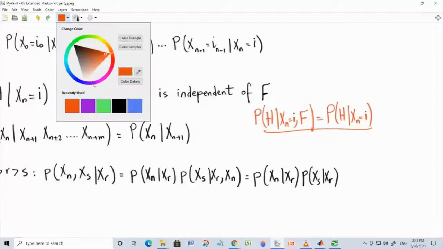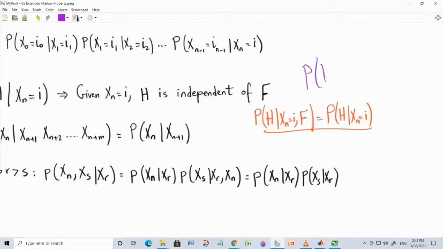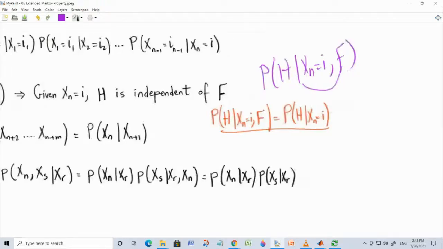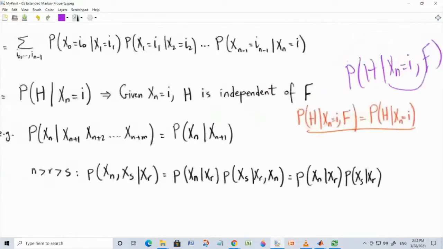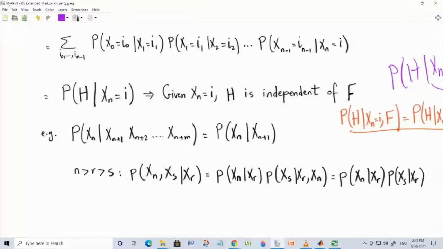So what if you take the conditional probability of h given xn is equal to i and f? What if you condition on the future? Well, you can show, and you are highly encouraged to actually go through the derivation and do it yourself and convince yourself that this is true. This is the probability of h given x of n equals i. So something like this.